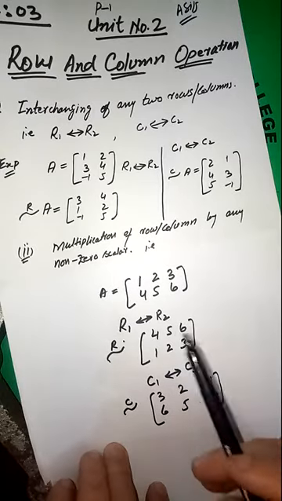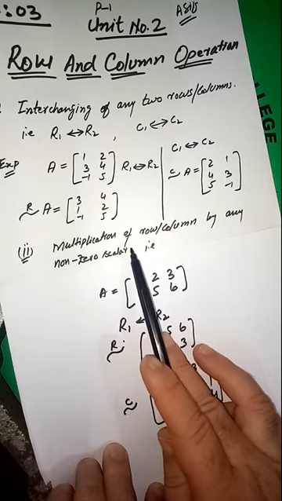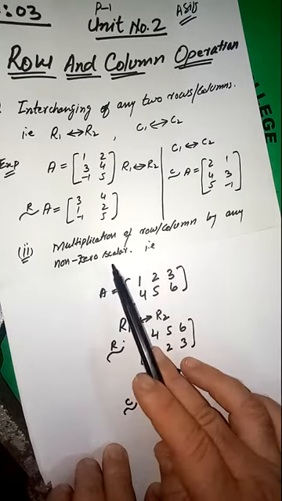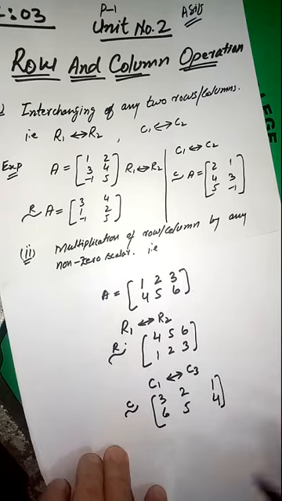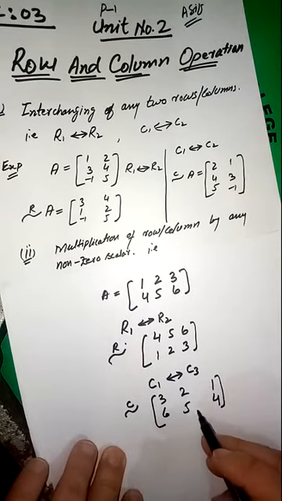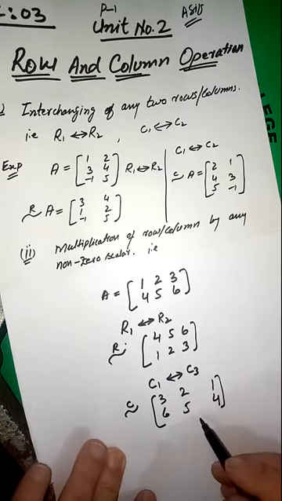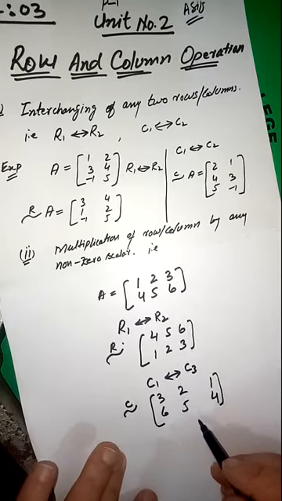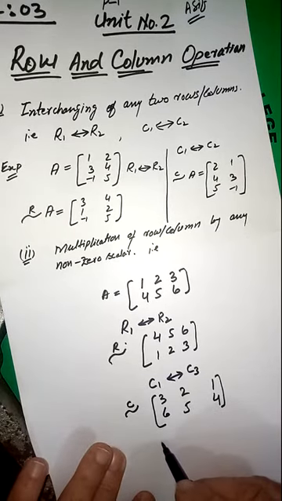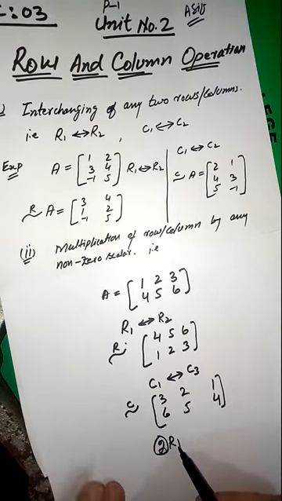The second one is multiplication of a row or column by any non-zero scalar. Scalar means any real number. We multiply a non-zero scalar with a row or a column. For example, if we want to find 2R1, this is a non-zero scalar multiplied by row 1 of a matrix A.